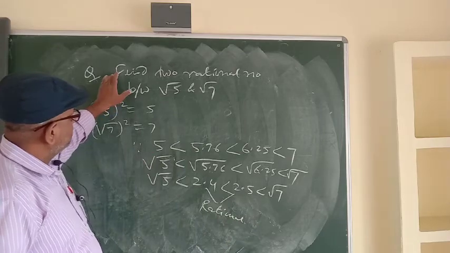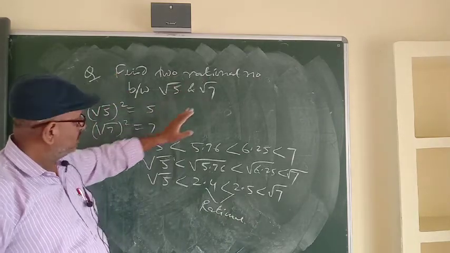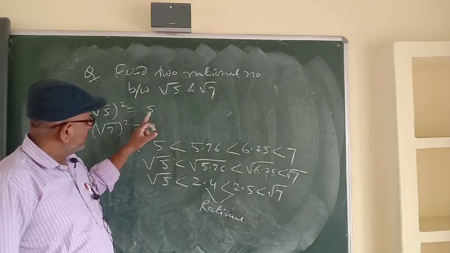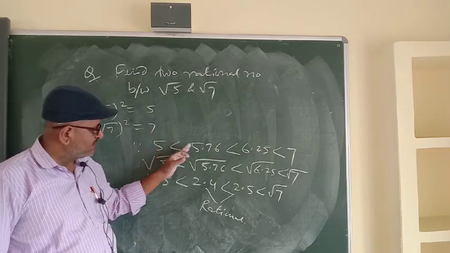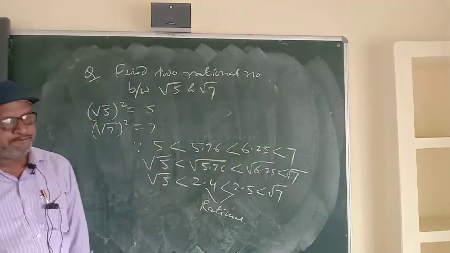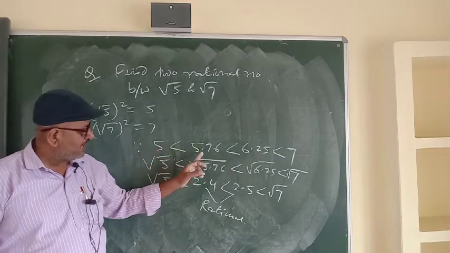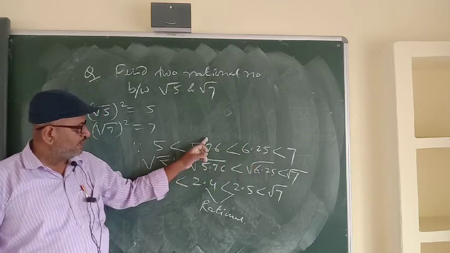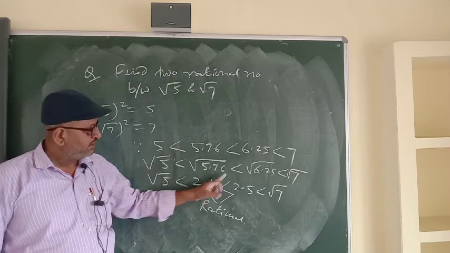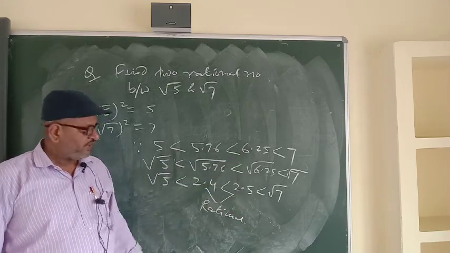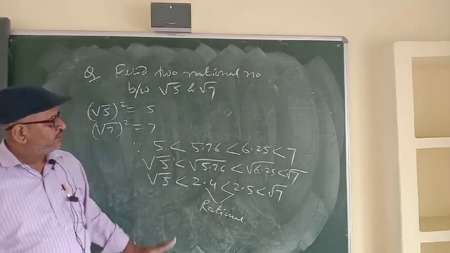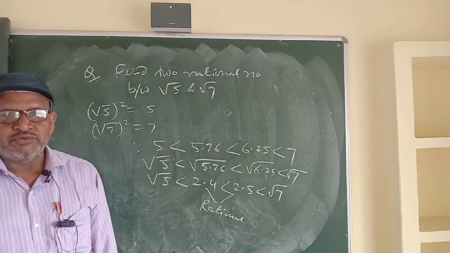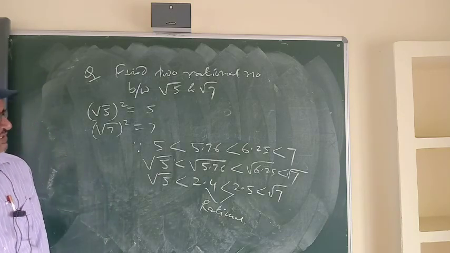So we have to insert two rational numbers between these two numbers. Firstly take the square of both numbers, then take two numbers between 5 and 7 whose square root can be taken exactly. Between 5 and 7 I have taken two numbers, 5.76 and 6.25, because the square root of 5.76 is 2.4 and the square root of 6.25 is 2.5. Both are rational. In this way we can insert a rational or an irrational number between two given numbers. I hope these things are clear to you.